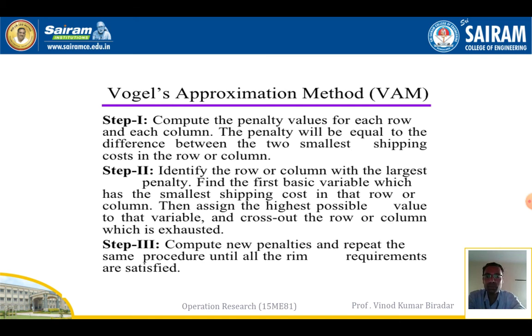And step number 3. Finally, you compute the new penalties and repeat the same procedure until all the requirements are satisfied. So again do the same procedure from step two till the requirements of the given problem are satisfied. If you understand these three steps, you will solve the Vogel's approximation method. For theory it is not possible to understand; if you solve one problem, you will understand.